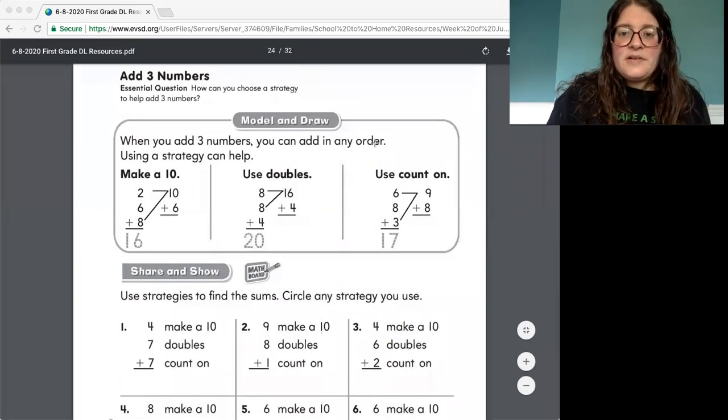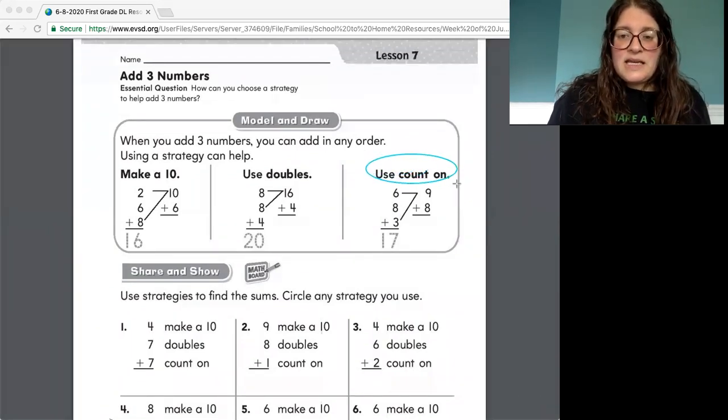And the first one I want to show you is using counting on. So you can just add the numbers together. You could say, well, I know that 6 and 3 together make 9. And then I'm just going to count on, and I'm going to add 8 to that 9. So 9 plus 8 makes 17. So you could do it a lot of ways. You could say, well, 6 plus 8 is 14, 15, 16, 17. You could just do it right in order and count on.